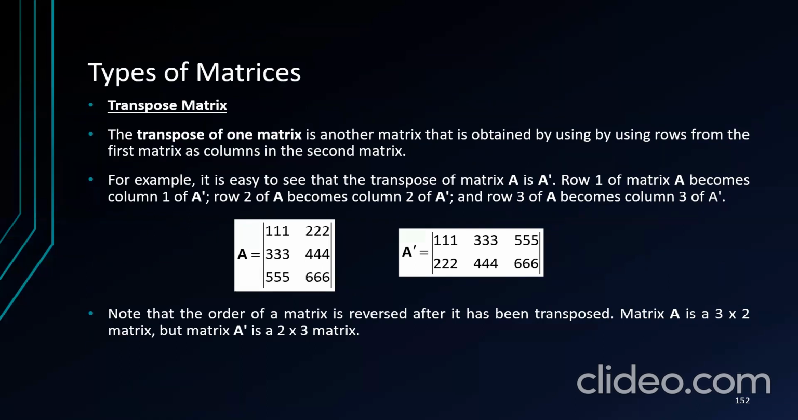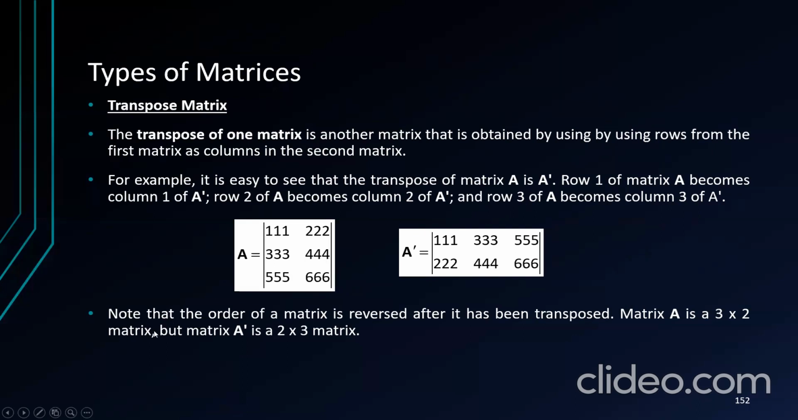Row 1 of matrix A becomes column 1 of A prime. Row 2 of A becomes column 2 of A prime. And row 3 of A becomes column 3 of A prime. So, this A is equal to 1, 2, 3, 4, 5, 6. So, its transpose, if this has 3 rows, will become 2 rows only. So, you move these over there: 1, 3, 5, 2, 4, 6.